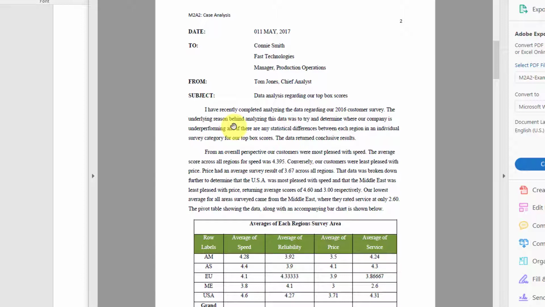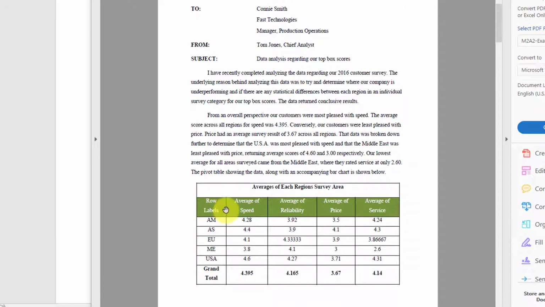This was assignment M2A2 of the box top scores, and has a table that shows the mean scores for each of the regions for the four factors and the overall mean scores for the whole company. And it gives the background in this paragraph talking about that.